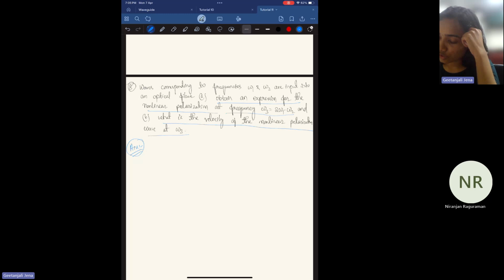So the question is asking, for the first part, what is P NL corresponding to omega 3, which is equal to 2 omega 1 minus omega 2. Next part is about calculation of its velocity.